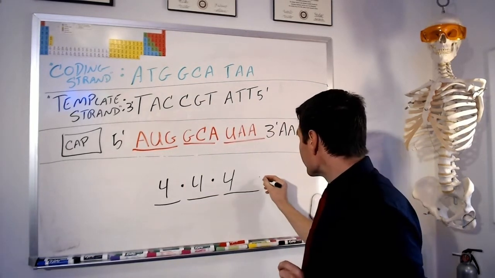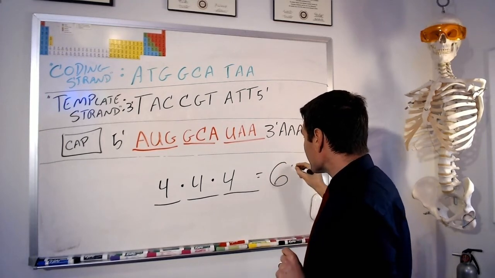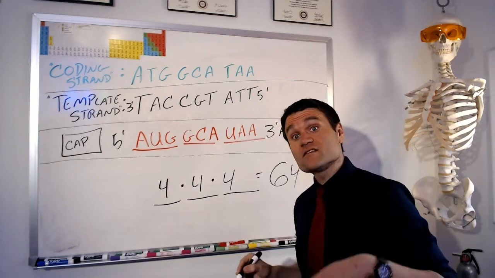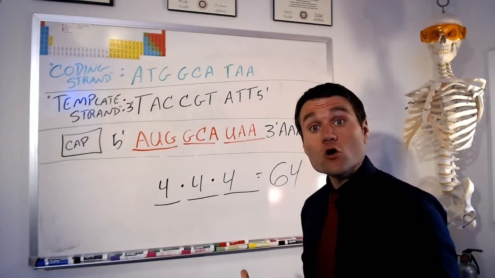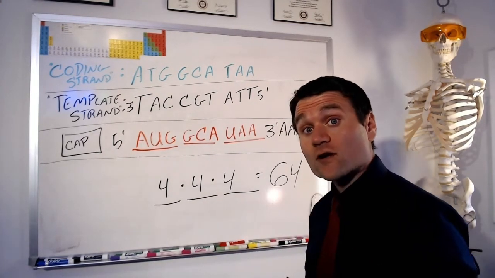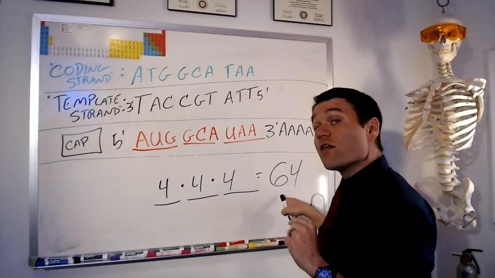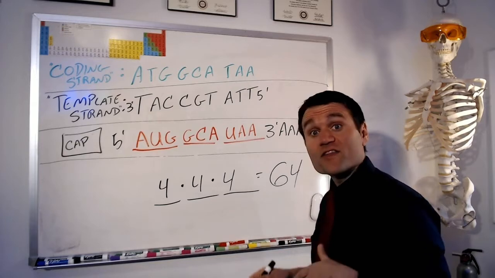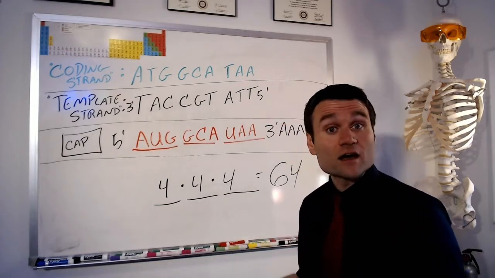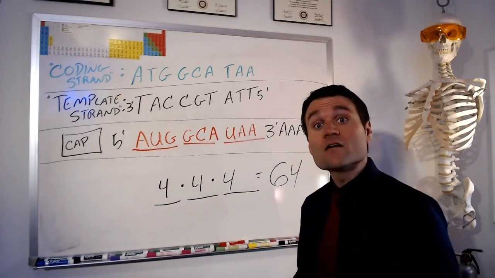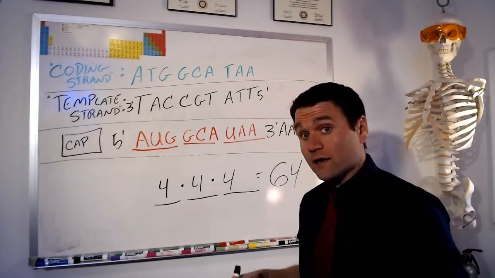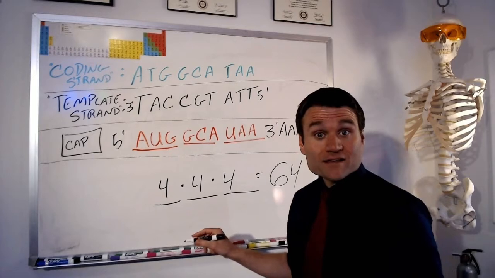If you multiply this together, you find that there's 64 possible combinations of nucleotides, 64 possible codons. And every single one of those codons has a specific meaning. 3 of them are what we call stop codons. Stop codons tell the ribosome that it's done its job. It's already completed the polypeptide and it needs to stop. The remaining 61 codons are amino acid codons.